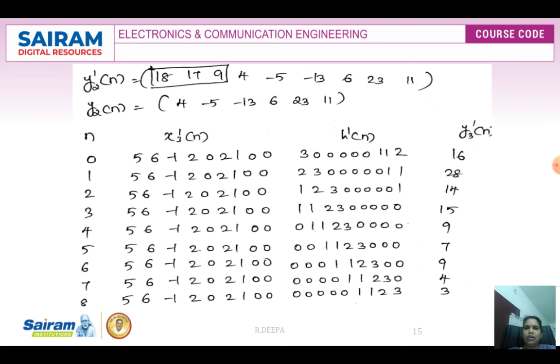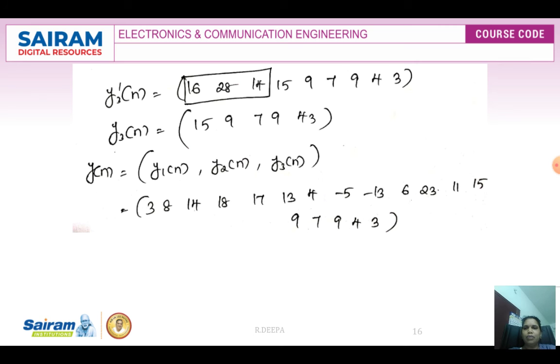In a similar way you can do it for y3 dash of n and remove the first 3 samples, and the output y3 of n starts from 15, 9, 7, 9, 4, 3. The last step is that you have to concatenate y1 of n, y2 of n and y3 of n. Whatever output you got, you just need to concatenate it and write it as a whole sequence for y of n.